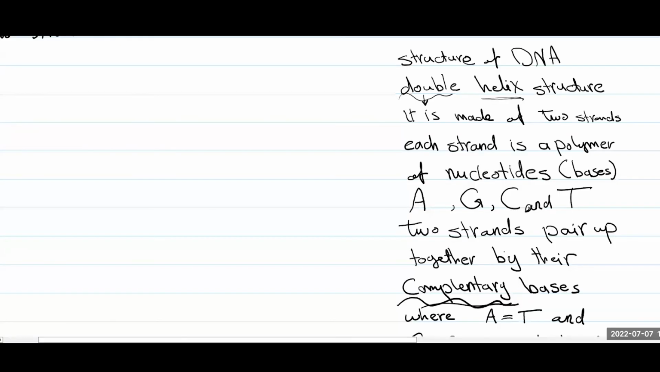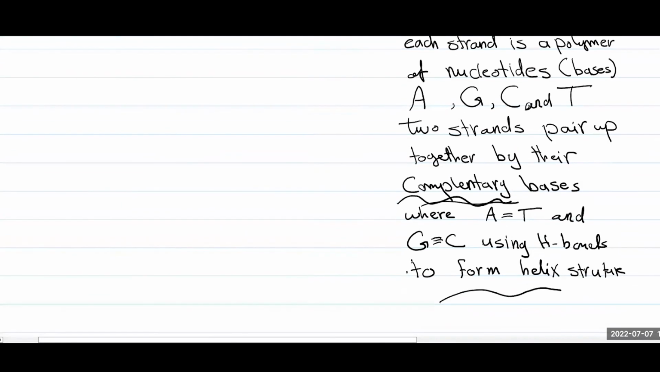Anyway, so this is the structure of the DNA, right? Who can say it again? Anyone, if you can say it again, you will say it's a double helix structure. Why is it double? Because it's made up of 2 strands. Each strand is a polymer of nucleotides. Why is it helix? Because the 2 strands pair up together by their complementary bases, where A pairs with T and G pairs with C, to be a helix structure.